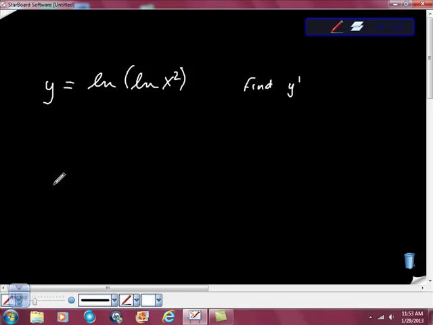So take the derivative of the outside. I'm just going to look at this as a derivative of the outside. The outside function is this, right? So the derivative is y equals 1 over ln of x squared, times the derivative of the inside, which is 1 over x squared times 2x.